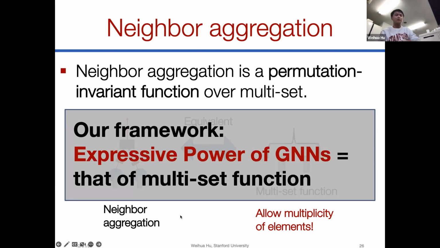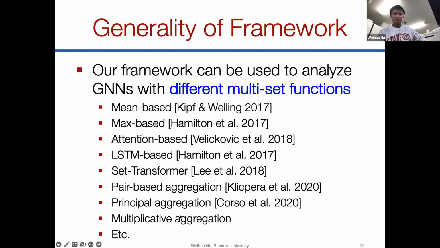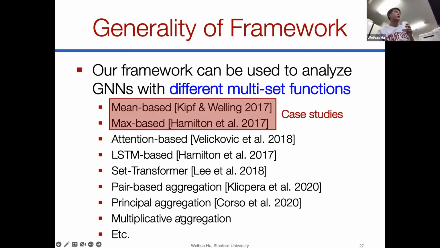So what this means is that the expressive power of a GNN can be characterized as the expressive power of the multi-set function that the GNN uses for this aggregation function. Now, this kind of framework can be used to analyze GNNs with different multi-set functions, like all the GNNs that have been developed so far. For case study, I'm going to illustrate two examples of how we can apply our theoretical framework to analyze the expressive power of GNNs.